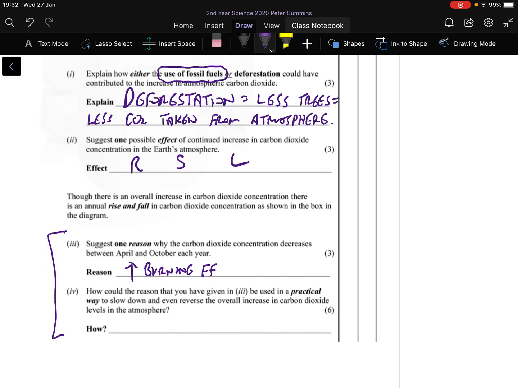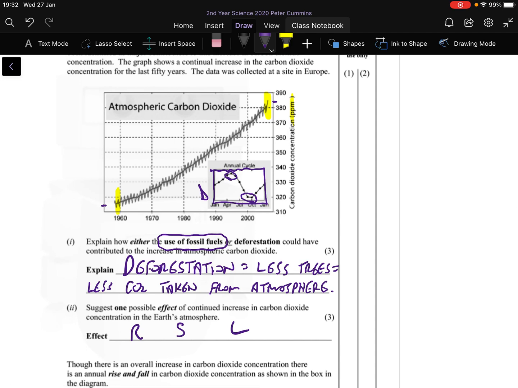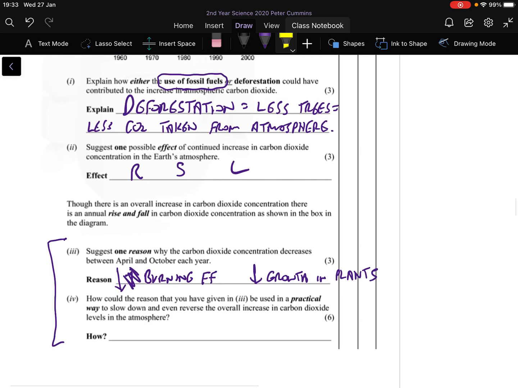I'm going to make this shorthand. We're burning more fossil fuels, and in the other months, less burning of fossil fuels, and we have less in plants. So you have a couple of different reasons, unless anyone can think of anything else. Why do we have this pattern here? Why does the carbon dioxide in the atmosphere drop between April and October?